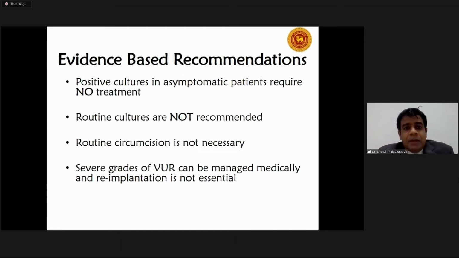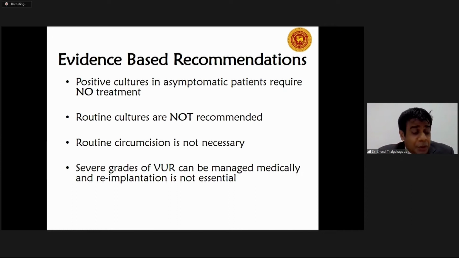What are the other evidence-based recommendations? Positive urine cultures in asymptomatic patients require no treatment. For that matter, cultures should not be done in asymptomatic patients. Routine circumcision is not recommended, but if there are recurrent UTIs, you need to go for a circumcision. Even severe grades of reflux, grade 4 and 5, can be managed with prophylactic antibiotics if they have recurrent UTIs.